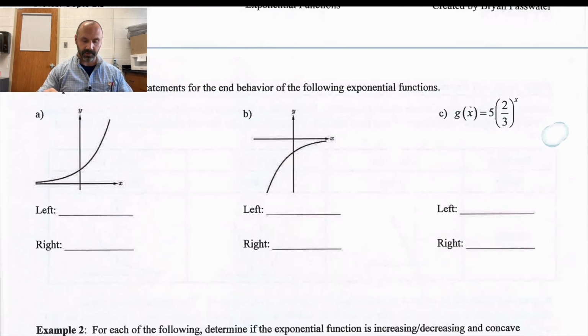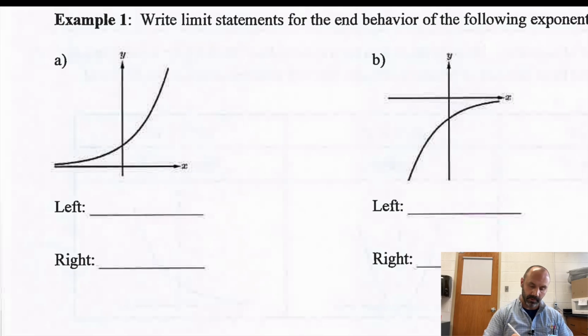So here's some samples, right? They want us to write the limit statements. So the limit as x approaches negative infinity of a times b to the x, right? Because this is an exponential function. This is what it looks like. It's concave up. And by the way, exponential functions never switch concavity. They're always concave up the whole time or concave down the whole time, depending on what's in front of it, right? If it's a negative initial value, it'll be concave down. If it's a positive initial value, it'll be concave up.